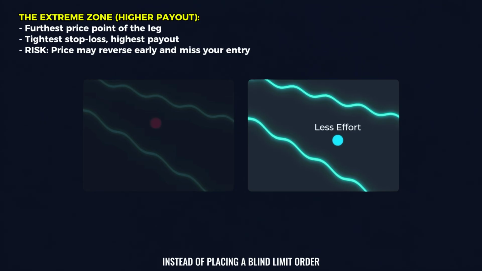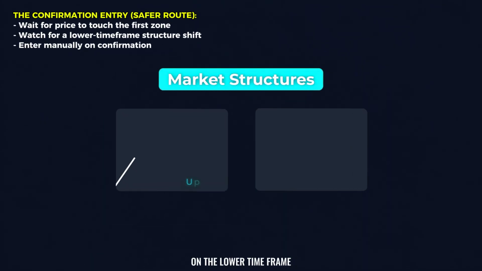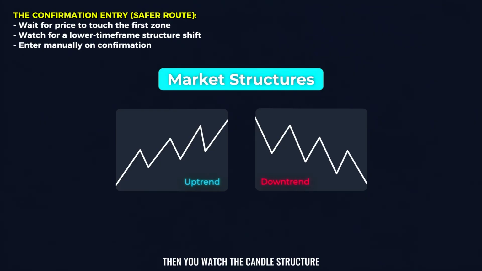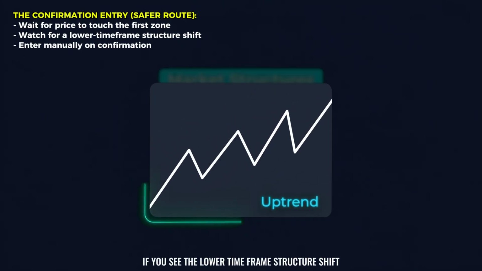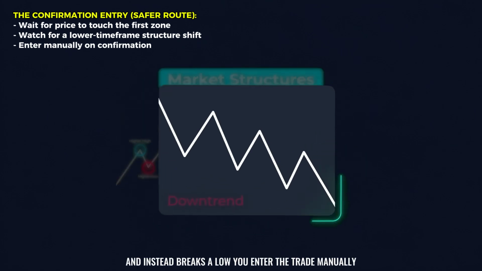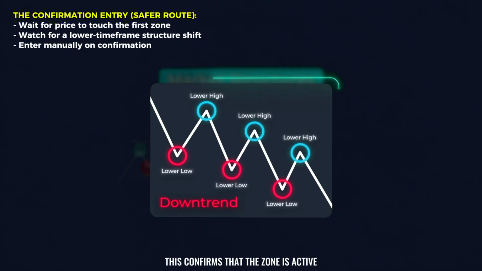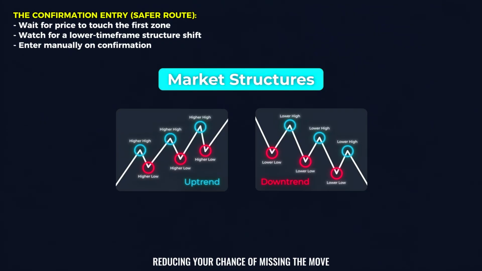If you want to avoid missing trades, you can use a confirmation entry at the first zone. Instead of placing a blind limit order, you wait for the price to touch the first zone on the lower time frame. Then, you watch the candle structure. If you see the lower time frame structure shift, meaning it fails to make a new high and instead breaks a low, you enter the trade manually. This confirms that the zone is active, reducing your chance of missing the move.